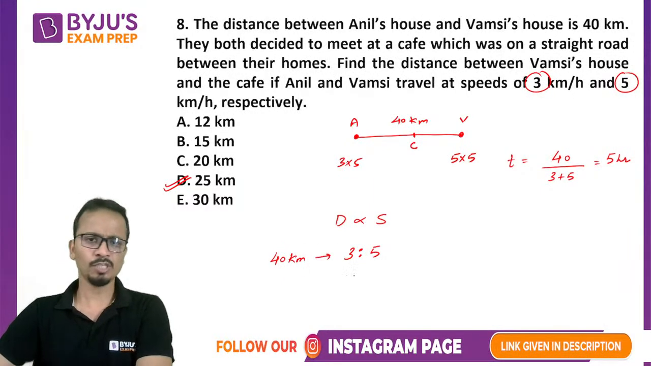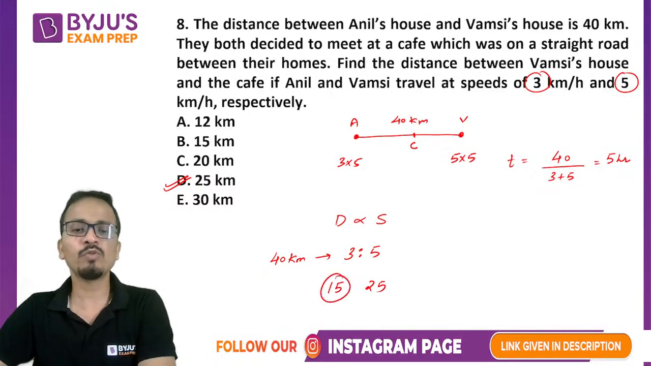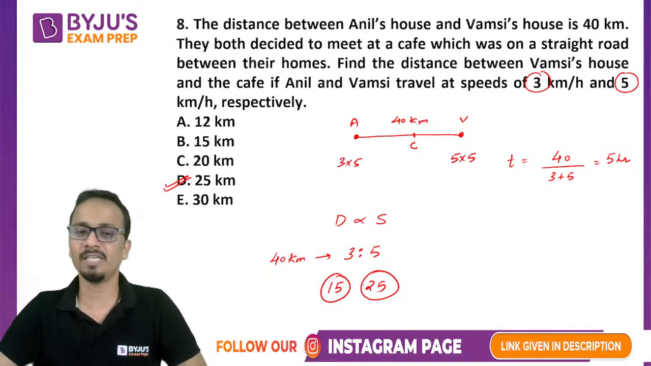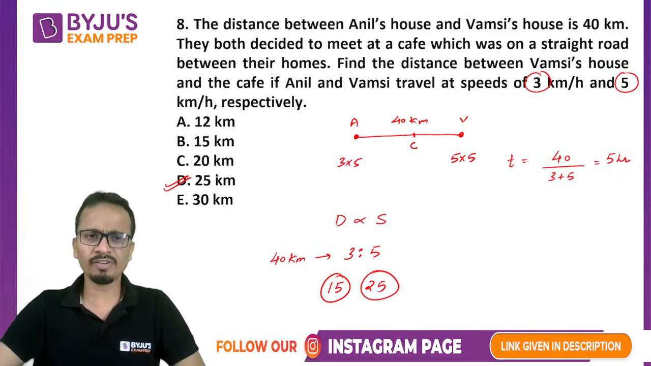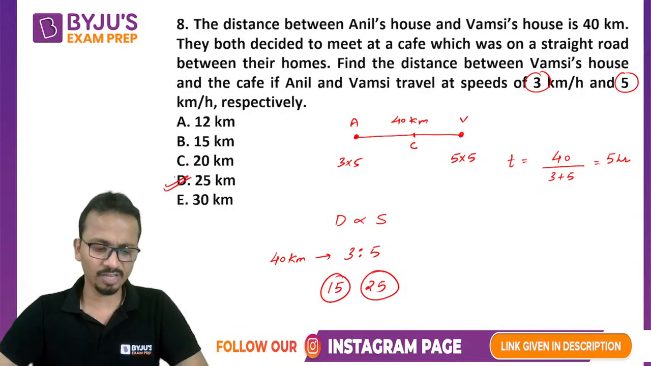So 40 kilometers को 3 is to 5 के ratio में divide करेंगे, it will come out to be 15 and 25, which will be the distances traveled by Anil and Vamsi respectively. Alright, so there are two different ways of doing this one. Both will get you the same answer, that is 25 kilometers.